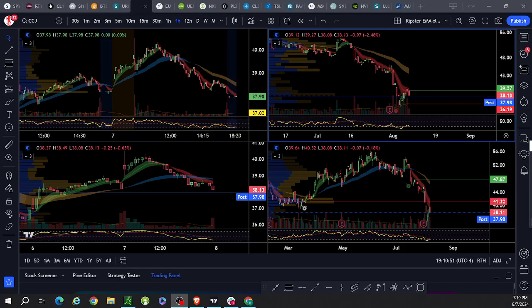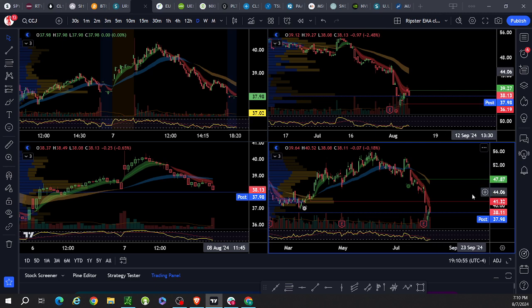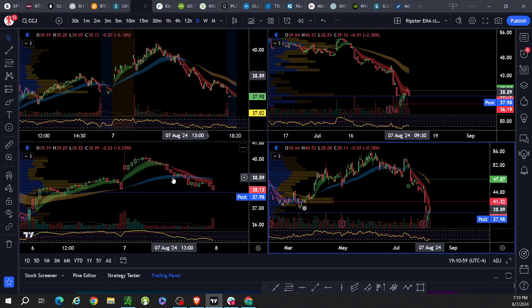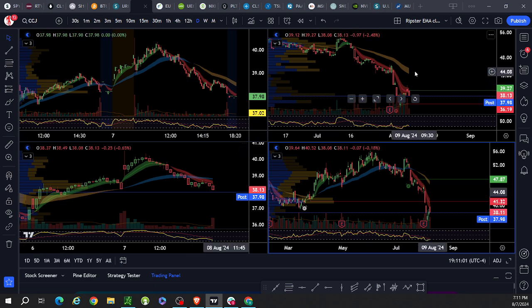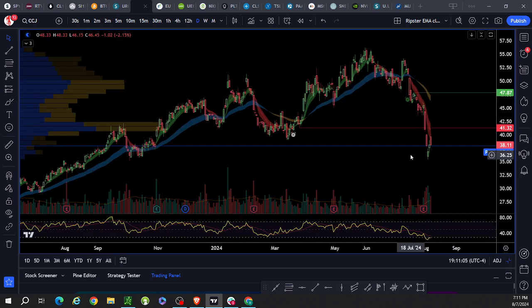Uranium friends, let's have a look at CCJ. Maybe we can glean some action out of this thing. 5-minute chart, 15-minute chart, 4-hour chart, daily chart. So, quick look at daily.